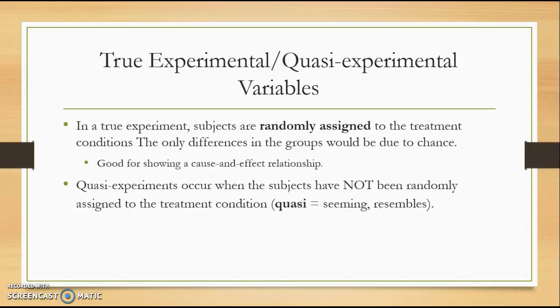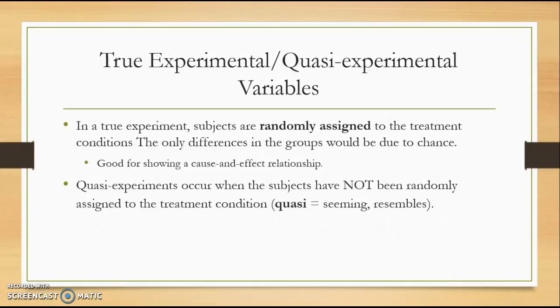To understand the variables in an experiment, it's important to understand the types of experiments. In a true experiment, subjects are randomly assigned to the treatment conditions. The only differences in the groups would be due to chance. This is good for showing that cause and effect relationship. A quasi-experiment occurs when subjects have not been randomly assigned to the treatment condition.